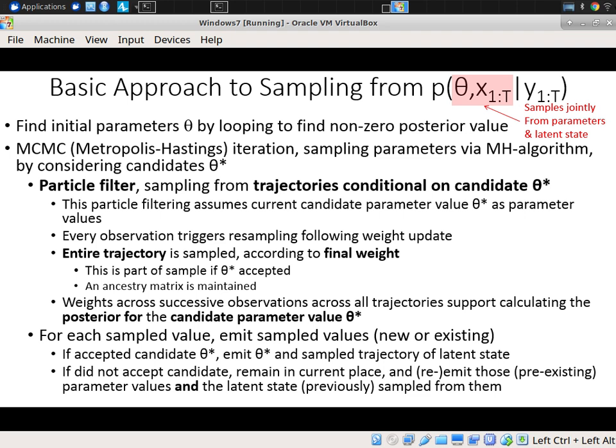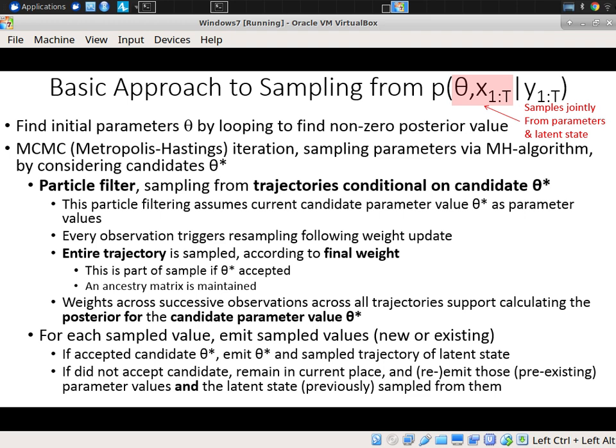If you're feeling confused about this, for now just ignore this part and just say, doing particle filtering allows us to compute the posterior value. Just don't worry about exactly how it does it. It turns out that doing the particle filtering has two basic benefits.